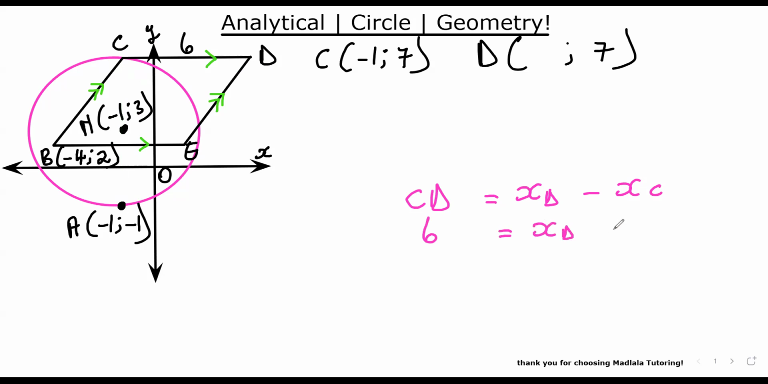We are looking for the x value at D, but the x value at C is -1. So this is going to give us a +1. And if you take it to the other side, it becomes negative. So the x value at D, sorry, is just going to be 5. Yeah, so -1 plus 6 is going to give you 5. And you should be happy.